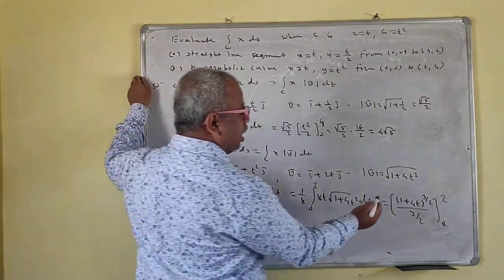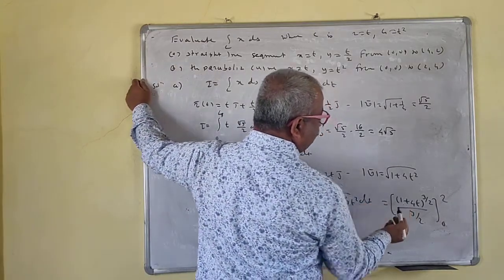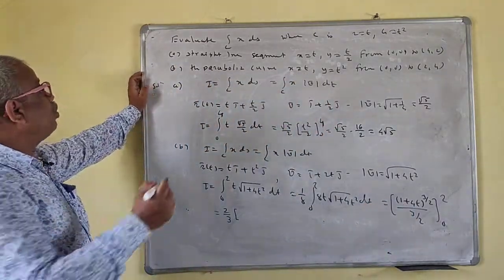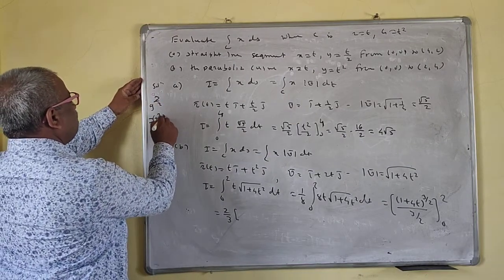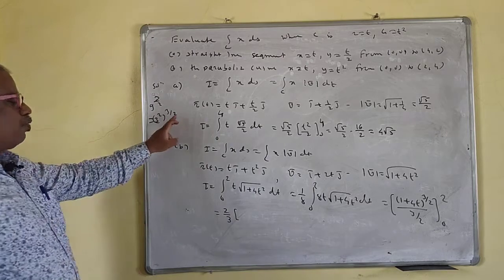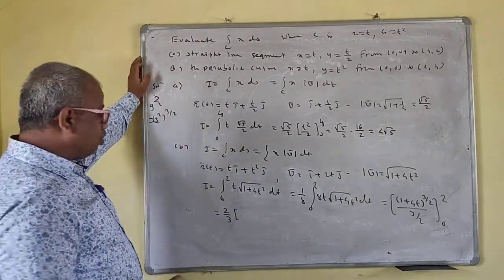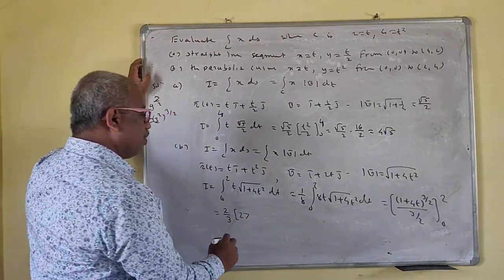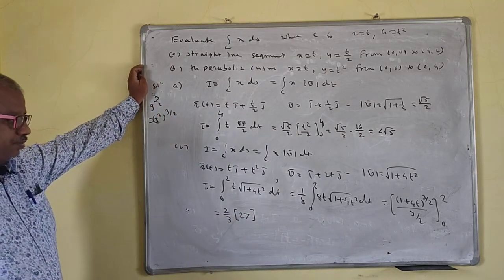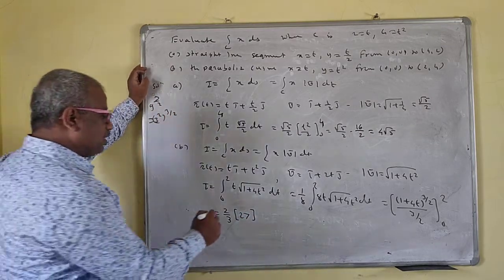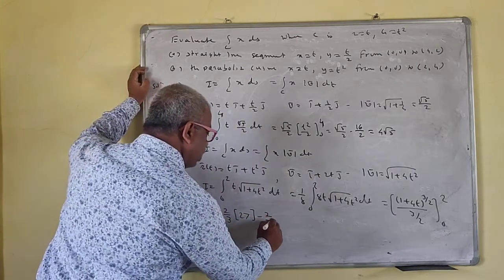So this is what? 8. This is 8 plus 1 is 9. 9 to the power 3 by 2. So 9 to the power 3 by 2 means what? This is 3 square to the power 3 by 2. 2 gets cancelled. This is what? 3 to the power 3. So this is 27. If you put t is equal to 2, you get 27 minus 2 by 3.